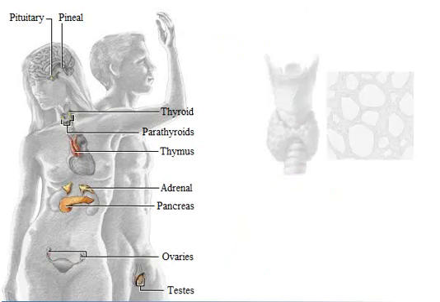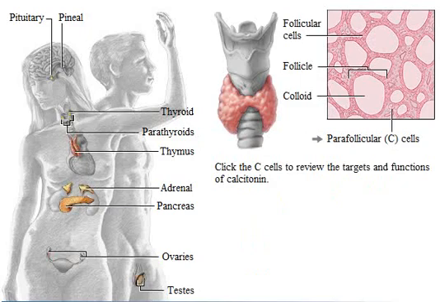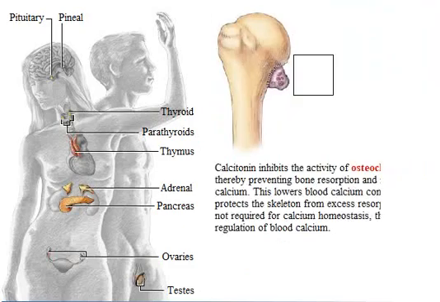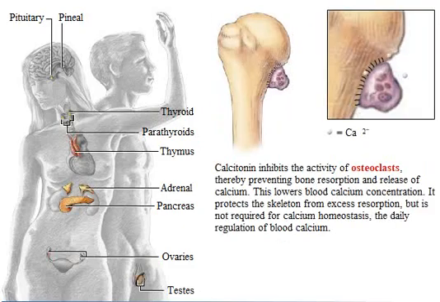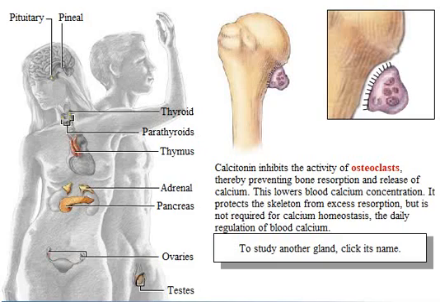Click the C cells to review the targets and functions of calcitonin. Calcitonin inhibits the activity of osteoclasts, thereby preventing bone resorption and release of calcium. This lowers blood calcium concentration. It protects the skeleton from excess resorption, but it is not required for calcium homeostasis, the daily regulation of blood calcium. To study another gland, click its name.